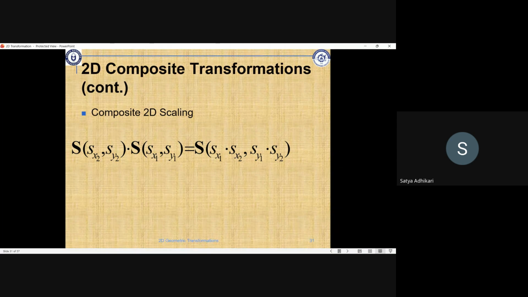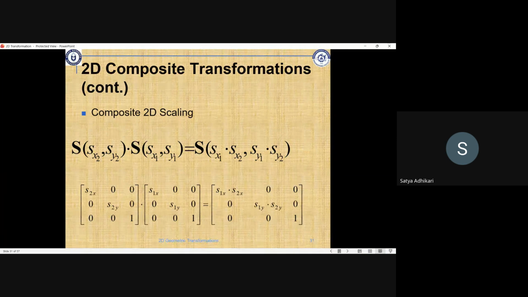Okay, suppose you want to change the size thrice and want to diminish the size by half. So you can use a single matrix to perform these two operations. You need not multiply the first two, then the resultant matrix with the third one. No, you have to perform only a single operation.